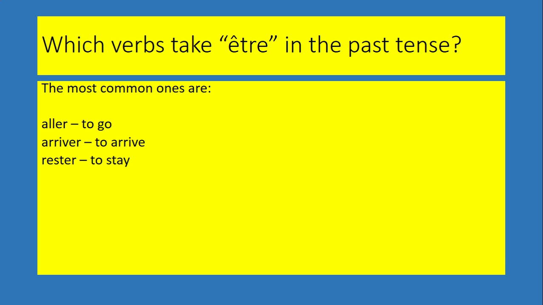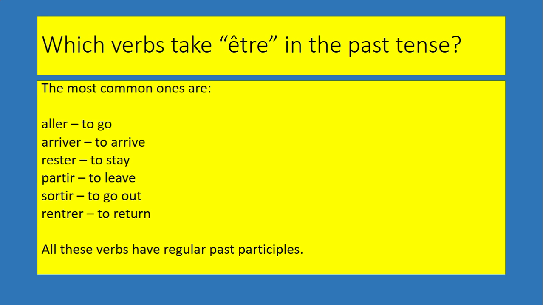Aller, arriver, rester, partir, sortir, and rentrer. All of those verbs have regular past participles. So all the ones ending in ER become é accent, the IR ones become just I at the end. So partir becomes parti.